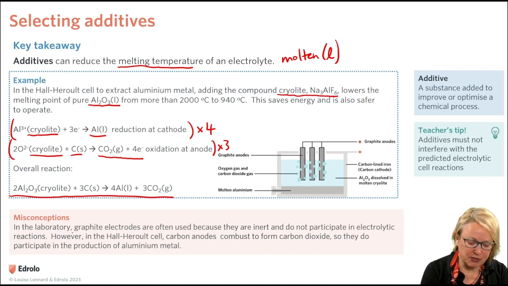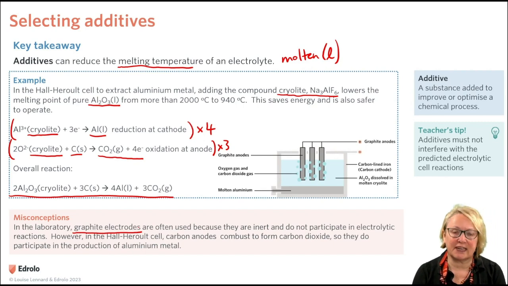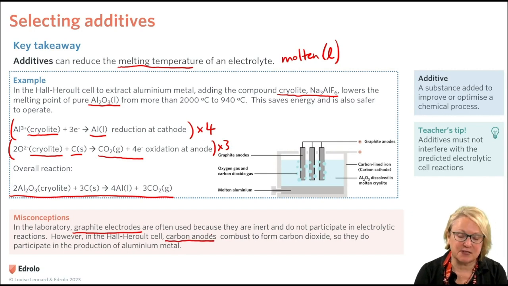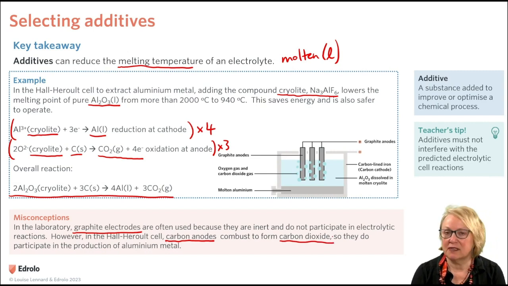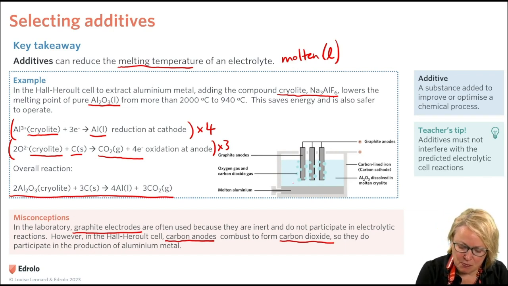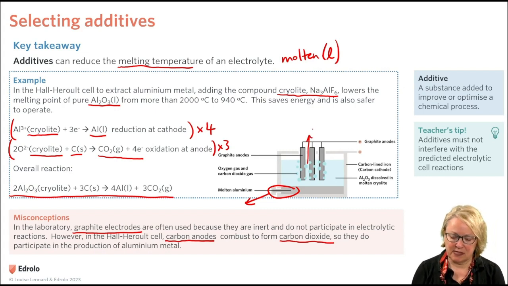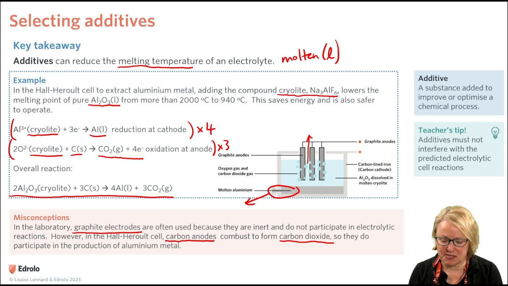So in the lab, we often use graphite electrodes because they're inert. The Hall-Héroult cell is an exception. Carbon anodes actually take part in the reaction and they combust to form carbon dioxide, which is another problem for carbon dioxide emissions in the electrolysis of aluminium. The molten aluminium is extracted, the carbon dioxide and other gases are evacuated, and the molten aluminium is cooled and then used as aluminium solid.